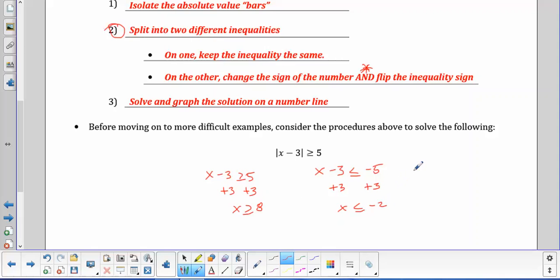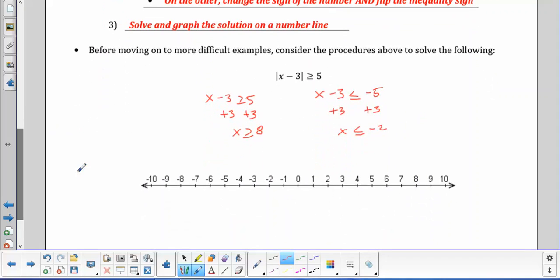Okay, we get x is greater than or equal to 8. X is less than or equal to -2. When we go to graph this, we just talked about compound inequalities, where you had an and inequality you shaded between two regions, and an or inequality you shaded in the opposite direction. The downside to absolute value is there's no one way to do the graphing. You sort of just have to take each problem individually and just go from there.